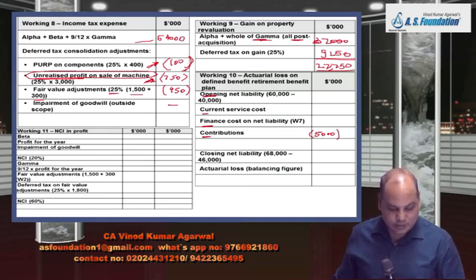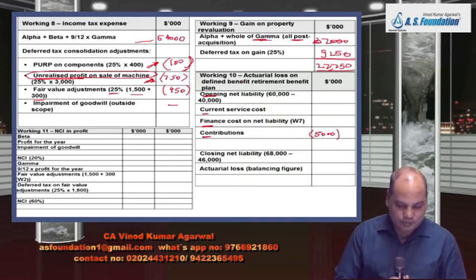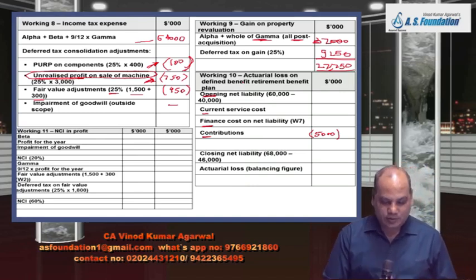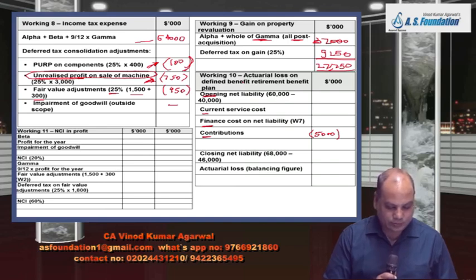Point number 5. Now your favorite, defined benefit, retirement benefit. So continuously focus on working note 10. Certain senior executives of Alpha belong to a defined benefit retirement benefit plan. In the financial statement of Alpha, the contribution paid into this plan has been shown as an expense in the statement of profit or loss and other comprehensive income. Relevant information regarding this plan is as follows.